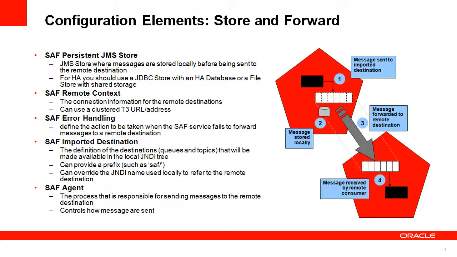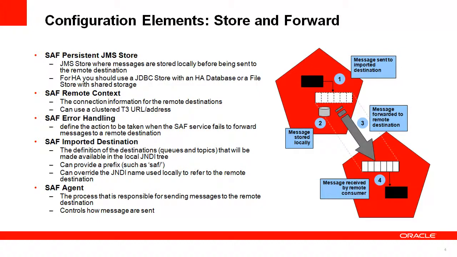I wanted to describe some of the configuration elements for Store and Forward. First is the persistent JMS store. You can choose either a JDBC store or a file store, but a JDBC store gives you more of a highly available infrastructure, and it makes it easier to migrate messages from one server to another. In addition, there is a Store and Forward remote context, which defines the URL that will be used to connect and send messages. For this URL, you can use a cluster T3 URL or address, so you can send to a distributed destination on the remote server or cluster.